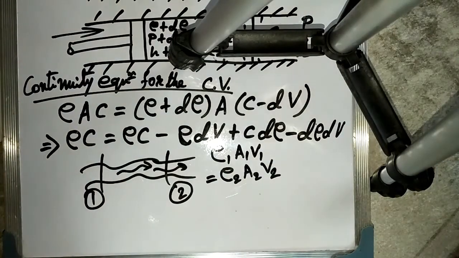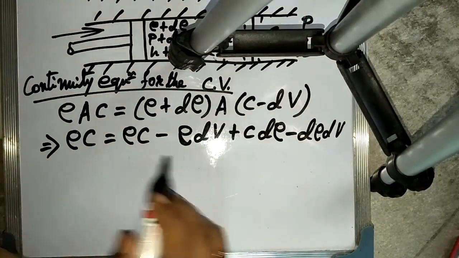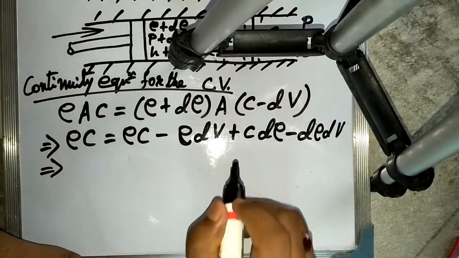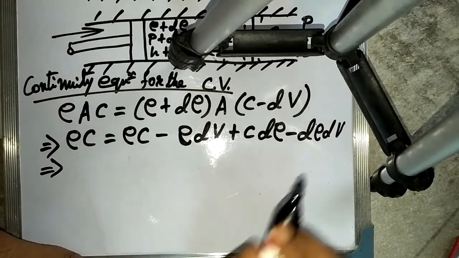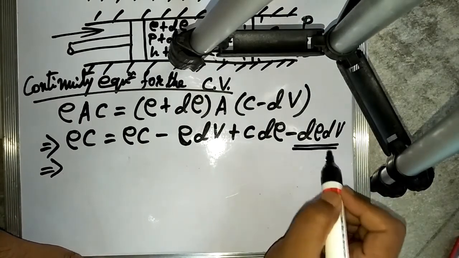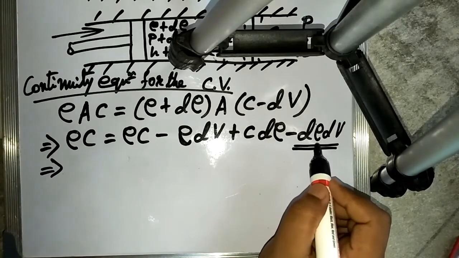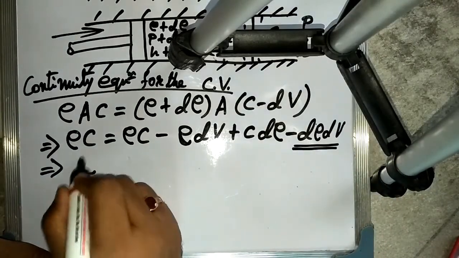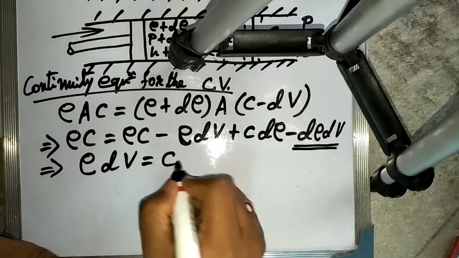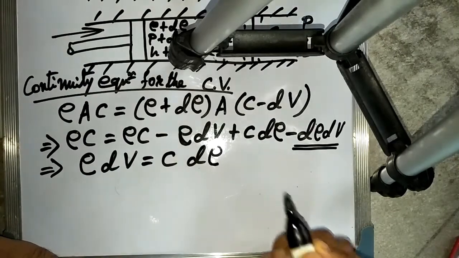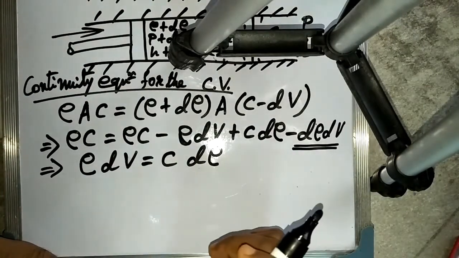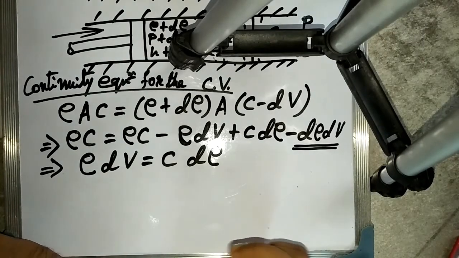By simplifying the previous equation and neglecting the very small quantity, the small multiplication of dv and d rho, these two being very small, we get rho into dv equals c into d rho.